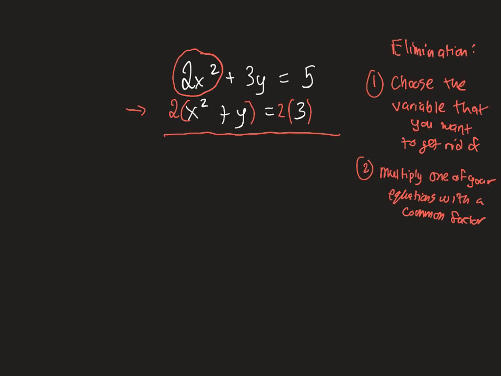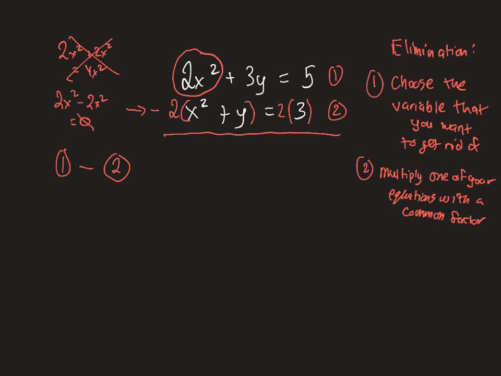Now your next step would be to figure out, what do I need to do? Do I need to add the two equations to each other or subtract them? Well, if I did 2x squared plus 2x squared, I'd get 4x squared. That's not what I want. I want to get rid of it. So if I did 2x squared minus 2x squared, that would give me 0, which would get rid of it, which means I want to subtract this equation from that. So I want to subtract equation 2 from equation 1.